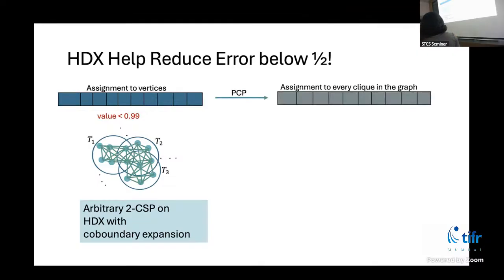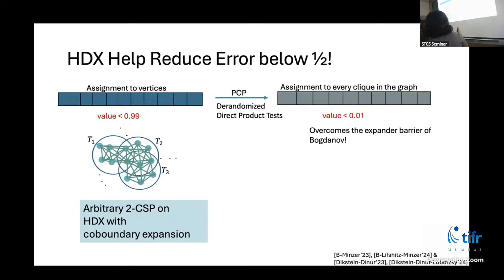So the PCP, once you have this property for this HDX, will just be that you ask your prover to give an assignment to every clique in this graph. There are only Theta of n cliques. So this PCP is actually linear sized for this 2-CSP. And we can show that the value drops to whatever constant you were aiming for, 0.01. And this overcomes this expander barrier at half. And the main ingredient is this so-called derandomized agreement tests.